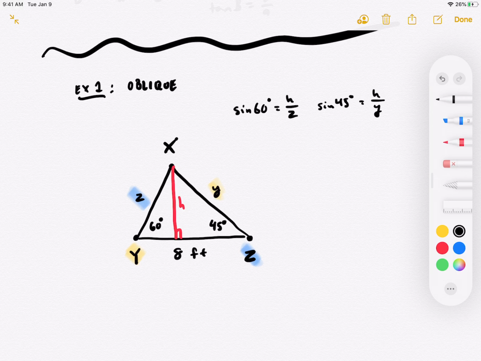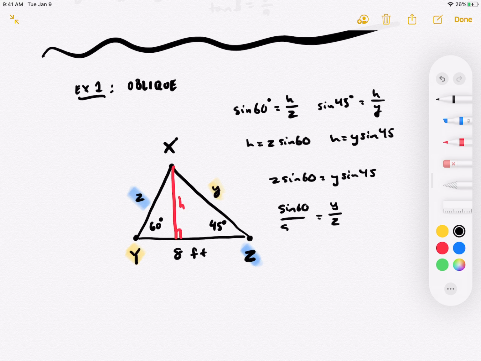Okay, that kind of gives me an idea. If those two things are both true, then I can solve for h in both of those problems. I can say that h is z times the sine of 60, and I can say that h is equal to y times the sine of 45. And of course, that means that z sine of 60 is equal to y sine of 45. And if I just follow this thought process all the way through, what that means then is the ratio of y to z, dividing both sides by z, is equal to the sine of 60 divided by the sine of 45. And that is a very, very interesting result.